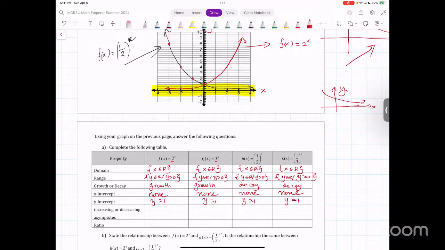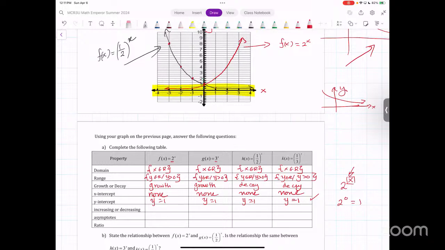Right, Kasia, why do you think all of them are at y is equal to 1? What's the reason behind it? Because the x is 0 and then it has to be 1 if it's to the power. That's right. So when you have 2 to the power of x, when x is 0, that's how we find the y-intercept. Anything to the power of 0 is always 1.